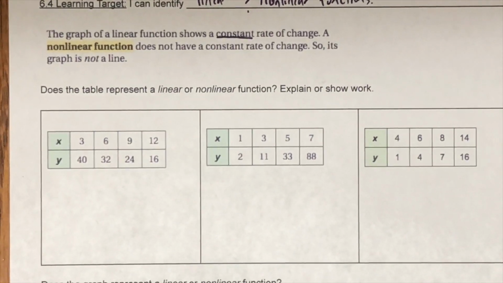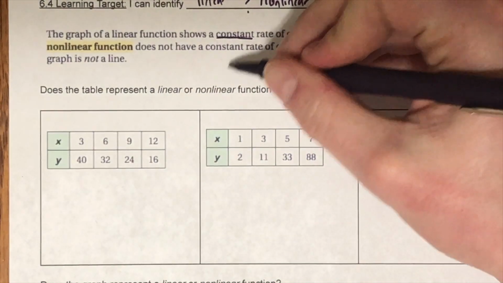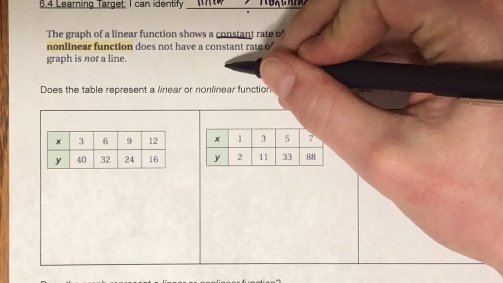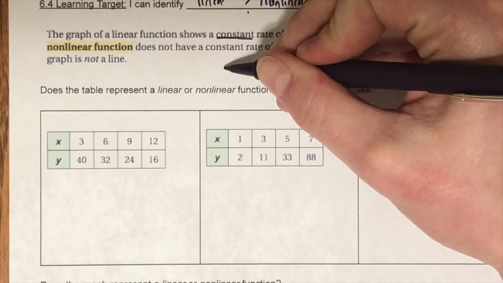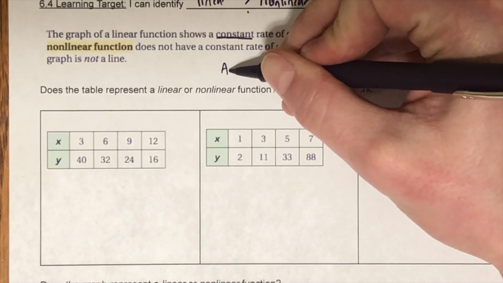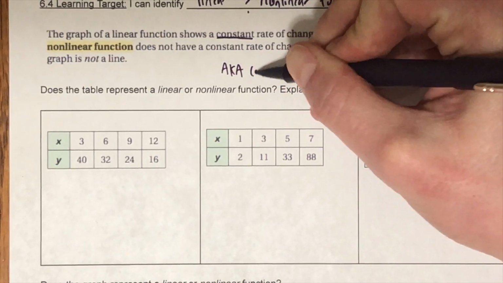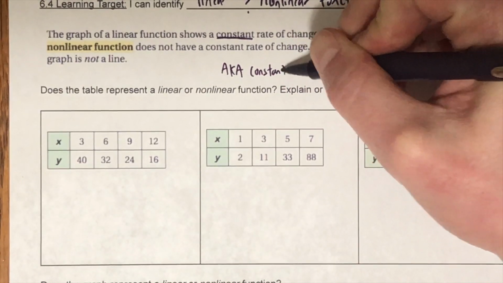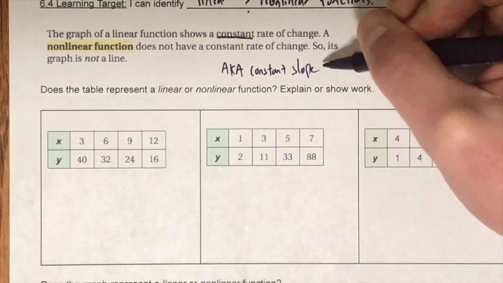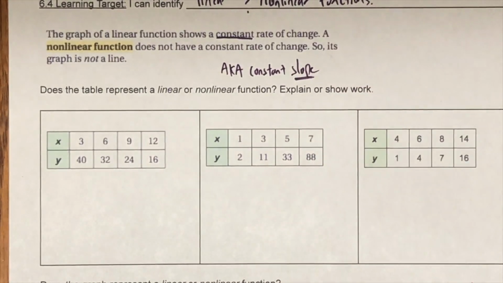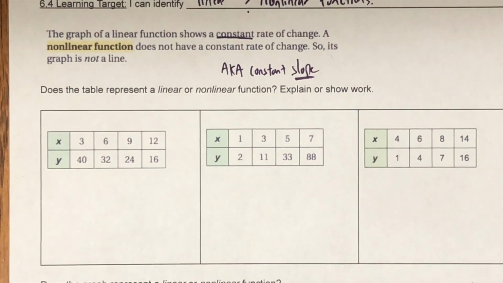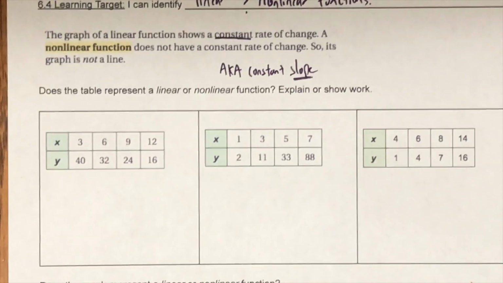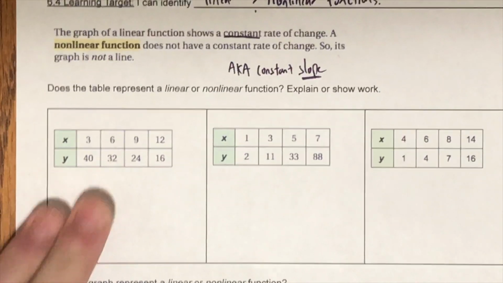All right. Okay, now the tables are a little trickier. I'm looking for a constant rate of change, which, by the way, is AKA slope. I'm going to write that here too: AKA constant slope. If the slope changes, then it's nonlinear. So let's take a peek right here. Let's look at what's going on.